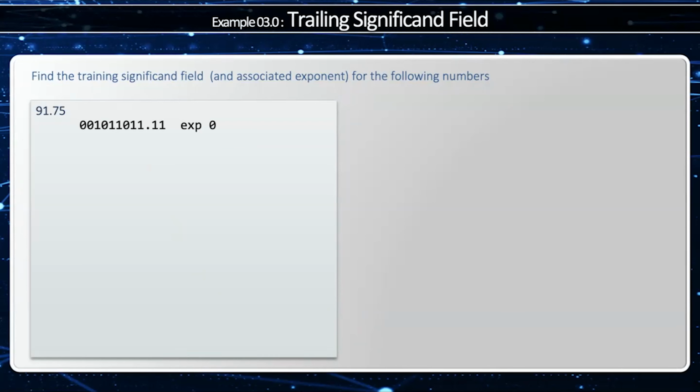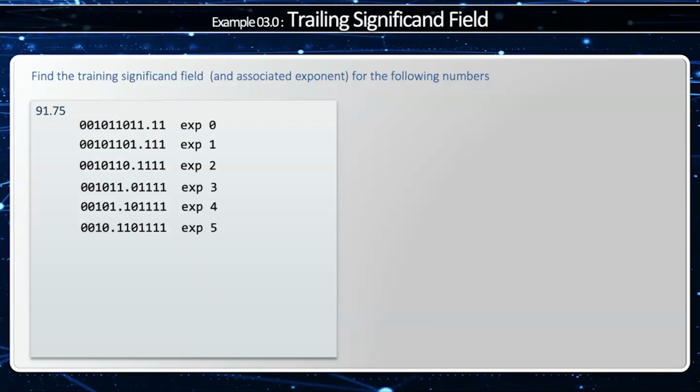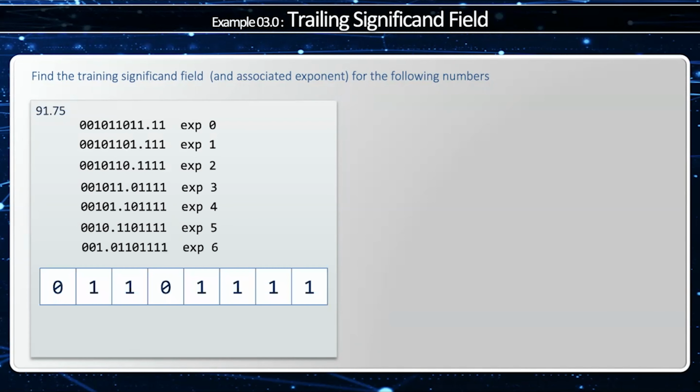Now, what I'm going to do is shift that decimal point to the left, and every time I move it one place to the left, I add 1 to my exponent, 1 to the left, 1 to my exponent, and so on until I have only a single 1 to the left of it, and that is my trailing significant field.